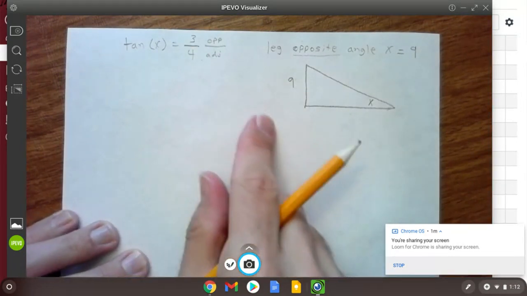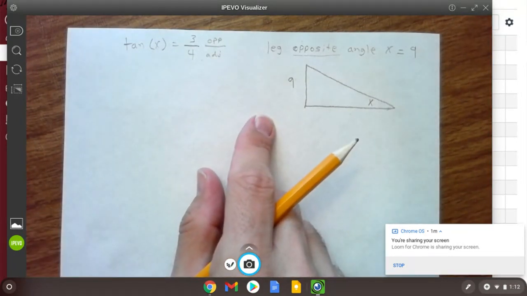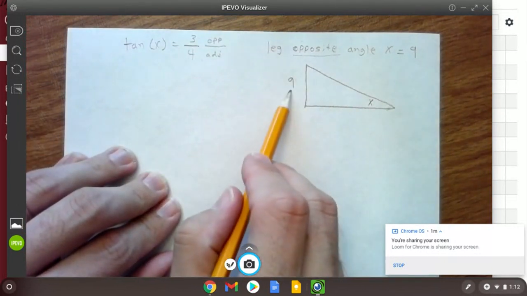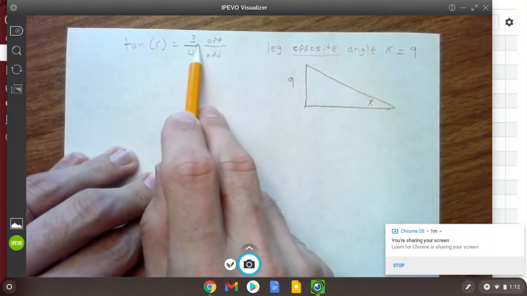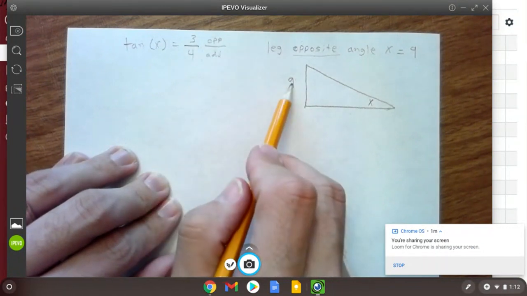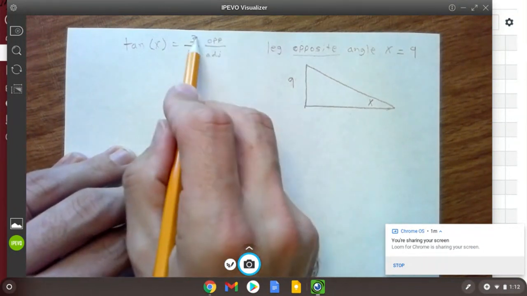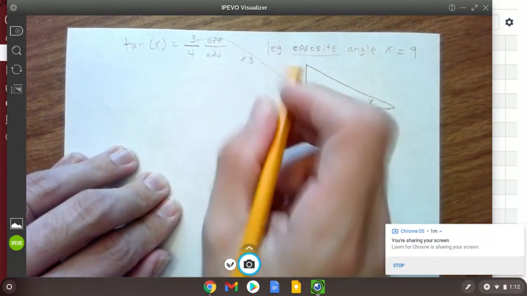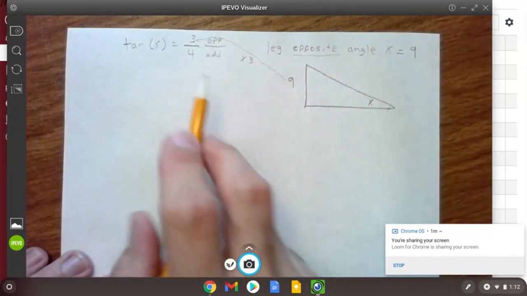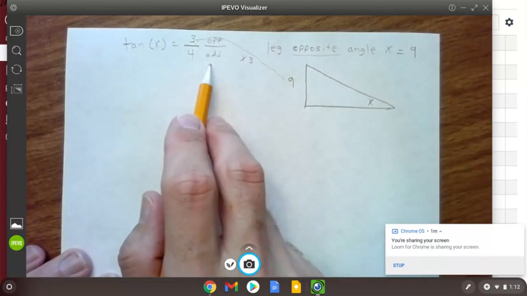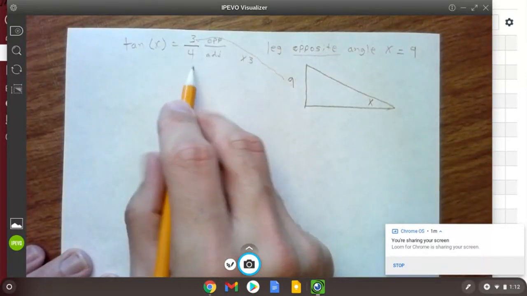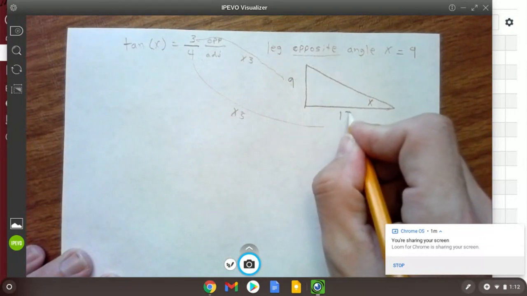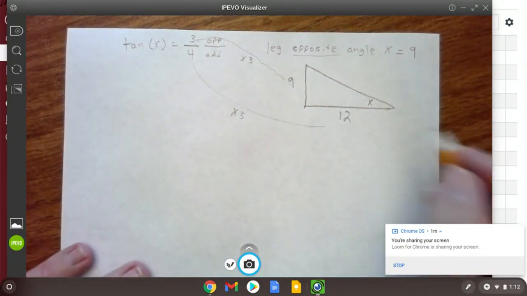All right, so again, you want to look for how they're scaling this thing up. So if my opposite side is 9 and up here it said it was 3, they're scaling this up by a factor of 3. So they're multiplying 3 times 3 to get 9. So that means my adjacent side, 4 times 3, that's going to be a 12 this time.